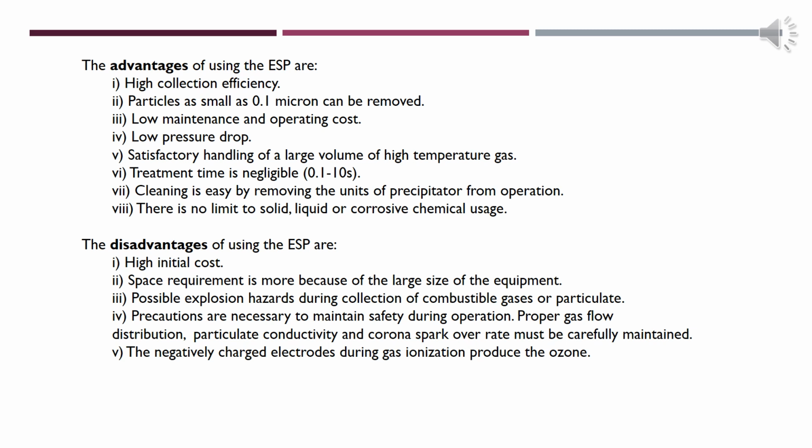Some disadvantages of using the ESP are high initial cost. Space requirement is more because of the large size of the equipment. Possible explosion hazards during collection of combustible gases or particulate matter. Precautions are necessary to maintain safety during operation. Proper gas flow distribution, particulate conductivity, and corona spark over rate must be carefully maintained. Lastly, the negatively charged electrodes during gas ionization produce ozone.